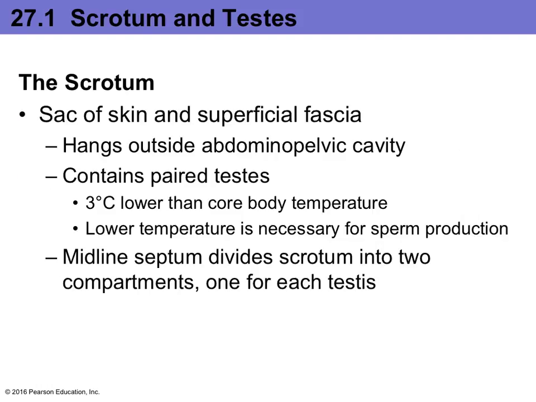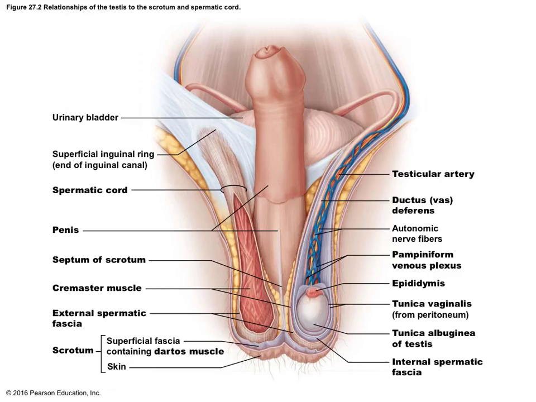The testes are contained within the scrotum, which is a sac of skin that's going to hold the gonads outside the body cavities. And that's important because production of sperm, known as spermatogenesis, has to be at a temperature that's lower than normal body temperature. So the scrotum is skin and some superficial fascia that's going to contain everything, and then within that you have the tunica vaginalis, which is an offshoot of the peritoneum that's going to surround each testicle. And inside the tunica vaginalis you have the tunica albuginea, which is the whitish coating on the outside of each testes.